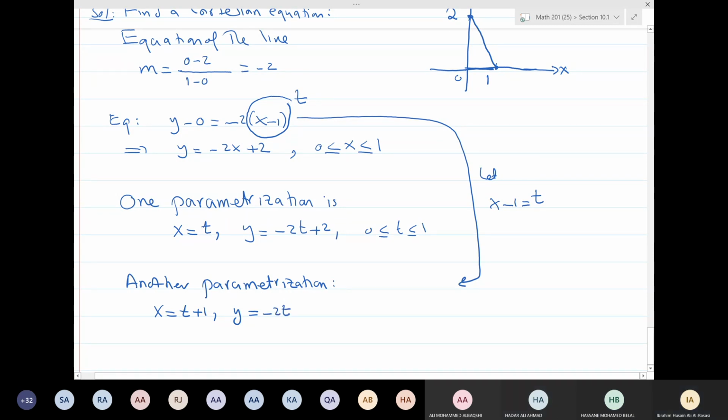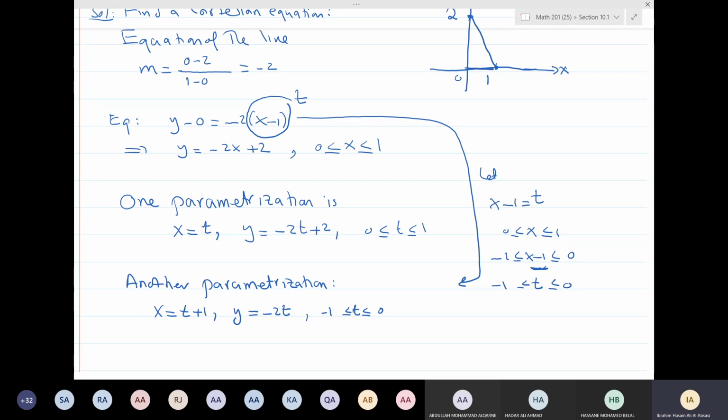That's it. What is the interval? t between what and what? Here, of course, the same interval: you have x between 0 and 1. This is the line segment. So now I need x minus 1. Subtracting 1, we get minus 1 less than x minus 1 less than 0, and this is t. Because I let x minus 1 be t, t goes from minus 1 to 0. This is another parameterization.